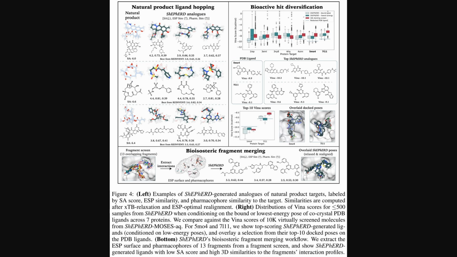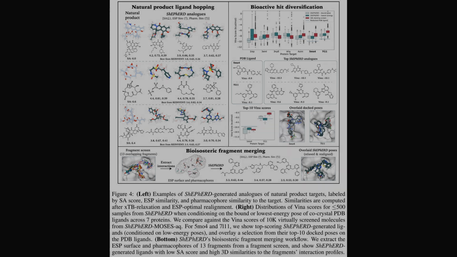Alright, so building on that conditional generation, Figure 4 really demonstrates ShEPhERD's practical potential. On the left, we see it generating small molecule mimics for complex natural products, keeping the interaction profiles similar despite structural differences. Then, on the right, it diversifies known hits, actually improving docking scores compared to virtual screening across several targets. And finally, at the bottom, it shows how it merges molecular fragments while preserving their combined interactions. Pretty neat applications shown here.